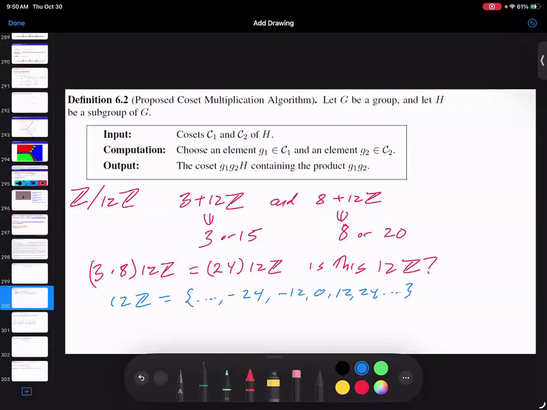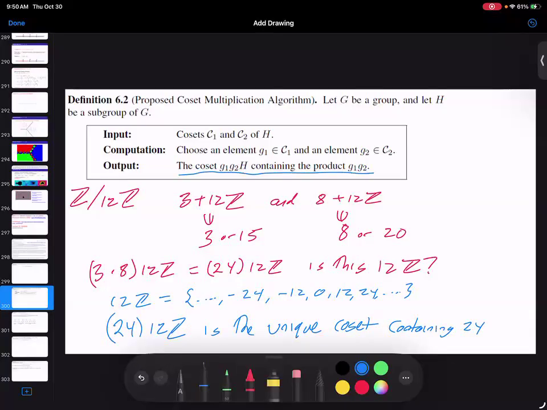And so if we want 3 plus 12z times 8 plus 12z to be a coset, the only one it could possibly be is 0 plus 12z. But if we have the 24 here, it's going to be a bit too large. So what we could do is say that what we mean by 24 plus 12z is the unique coset containing 24. So it's the coset containing the product G1, G2.